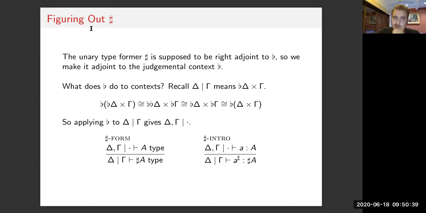All right. So I'm not really going to care so much about the flat type former, because it's not going to come up later. But let's just try and figure out what the rules for the sharp type former are supposed to be.